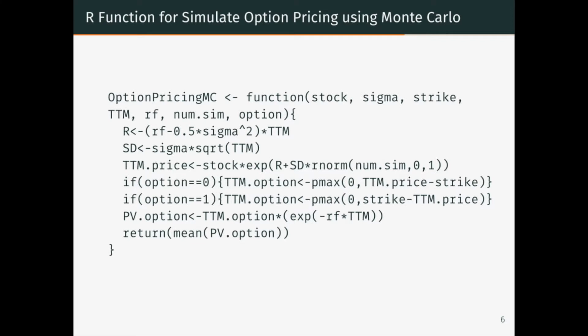For a put option, which gives the buyer the right to sell at a specified price, the intrinsic value at maturity is the maximum between 0 and strike minus TTM price. Everything else is the same. In the final step of our function, after we got the PV.option sequence, which is the discounted value, we can use the mean function in R to estimate the value of the option.